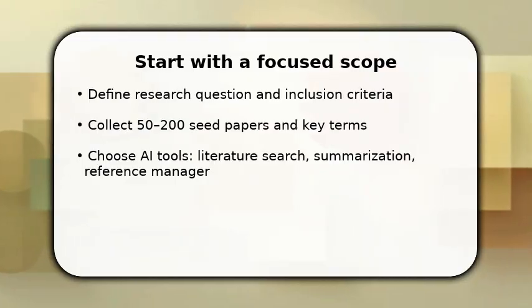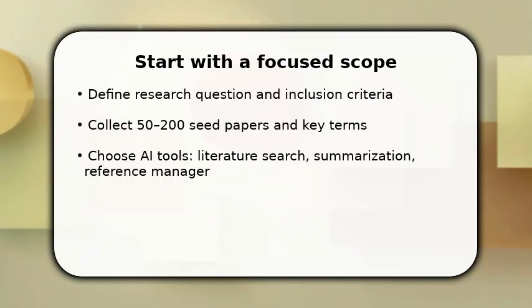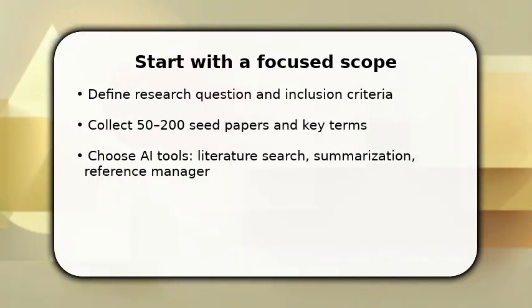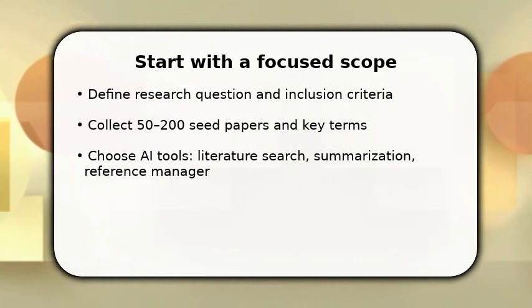You begin by narrowing scope. Specify the question, time window, and inclusion criteria so the AI has a precise target. Then gather a seed set of 50-200 high-quality papers and extract keywords and phrases. Choose complementary AI tools, one for semantic search, one for summarization, and a reference manager for citations. Once done, set file organization and naming conventions so the pipeline runs smoothly. This reduces noise and keeps results reproducible as you move into synthesis.